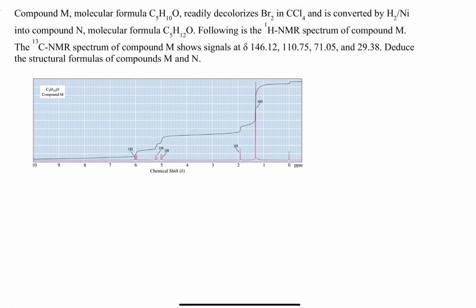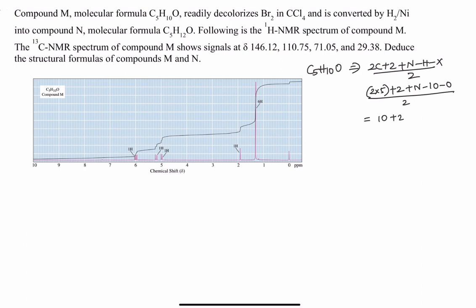Let's first find the degree of unsaturation on this. C5H10O. So, let's apply the formula 2C plus 2 plus hydrogen minus X divided by 2. So, that's going to be equivalent to, there are 10 hydrogens and there is no halogens, divided by 2. That's going to be 10 plus 2 minus 10 by 2. The degree of unsaturation is going to be 1, which means that it could be either a double bond or it could be a ring structure.